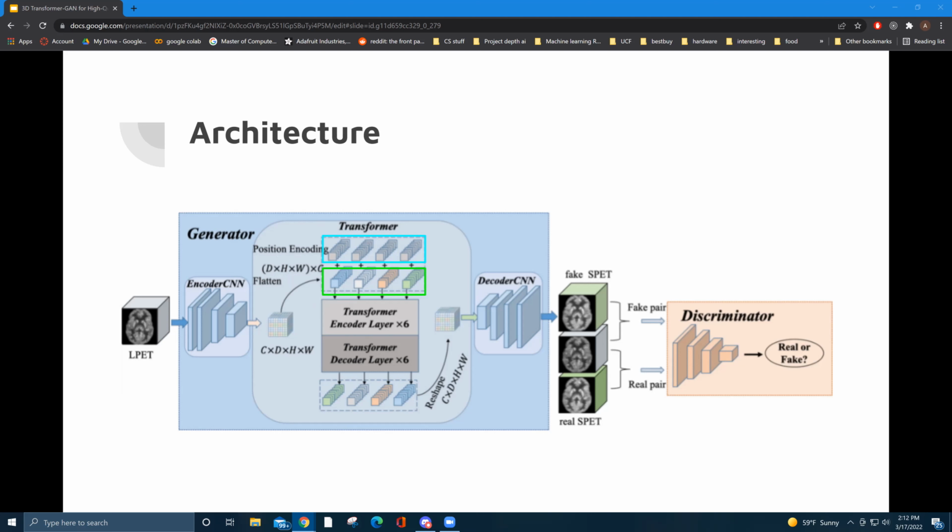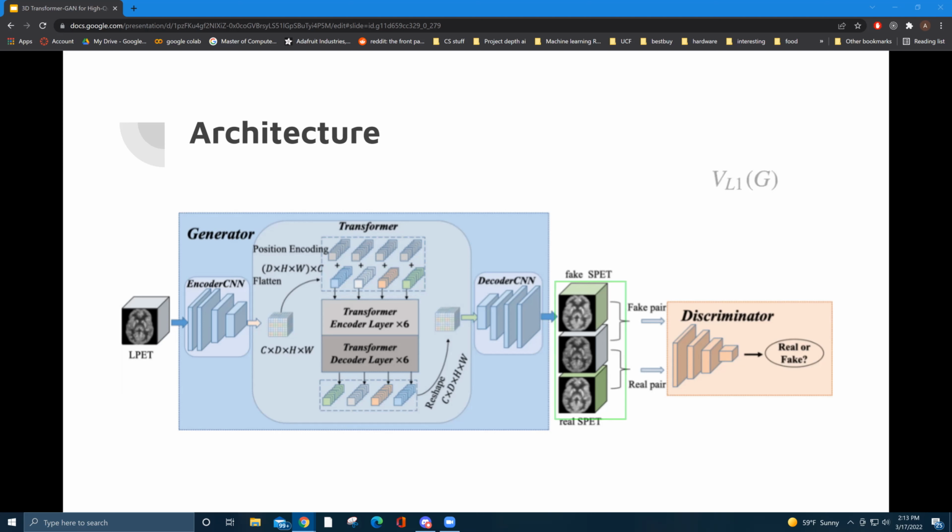Once these features are outputted from the transformer, they're reshaped into a learned feature representation similar to the beginning of the network. Then they are fed into a decoder, which is used to generate and recreate a fake SPET scan. And so there are two types of losses that are generated in this type of network. There's the loss between the generated SPET and the real SPET.